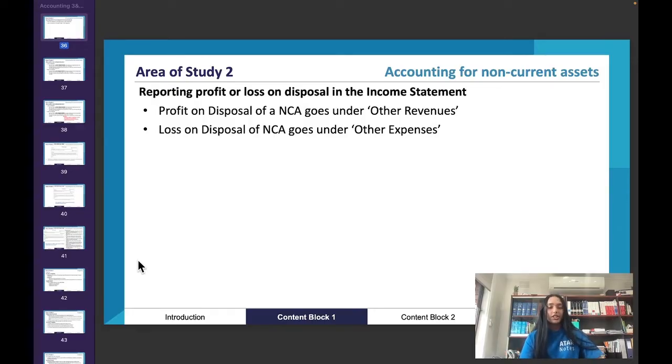And then after adjusted gross profit, it's any other revenues and any other expenses that were earned or incurred in that reporting period that impacted the trading of the business, the trading activities. So, if they've earned a discount revenue, if they've earned interest revenue, if they've earned a profit on disposal of a non-current asset, then that would go under other revenues. Other expenses: rent, electricity, loss on disposal of a non-current asset, anything like that, depreciation as well.